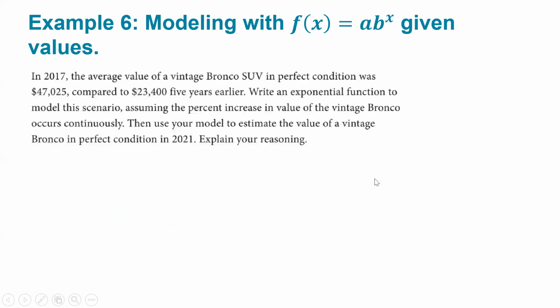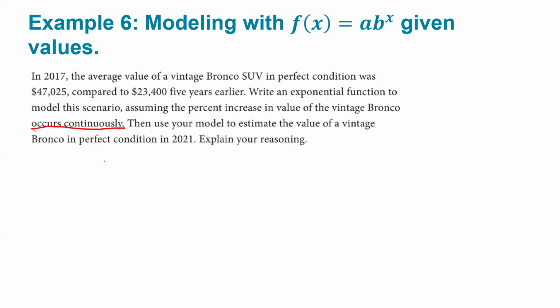Example 6 is also a review problem from the beginning of the year. I don't know if y'all remember when we talked about the Bronco SUVs and how the prices of the Bronco changed. So in order to do this, we have to find our change. So it says here in 2017, the average value of a vintage Bronco SUV in perfect condition was $47,200 compared to $23,400 5 years earlier. Write an exponential function to model the scenario, assuming the percent increases in value of the vintage Bronco occurs continuously.